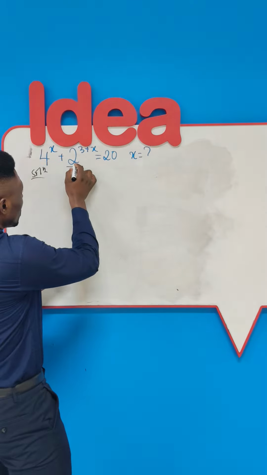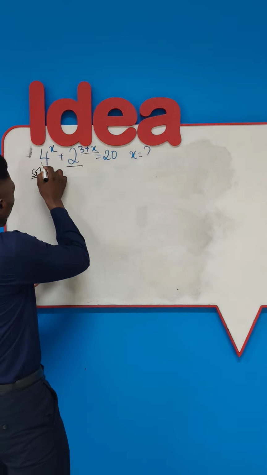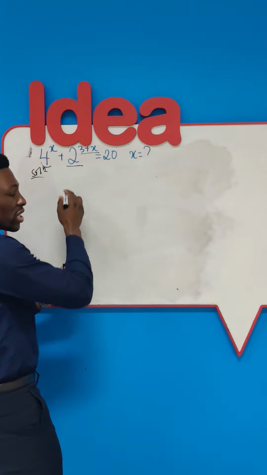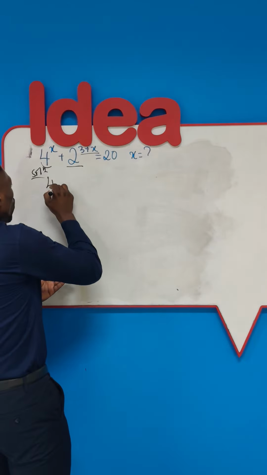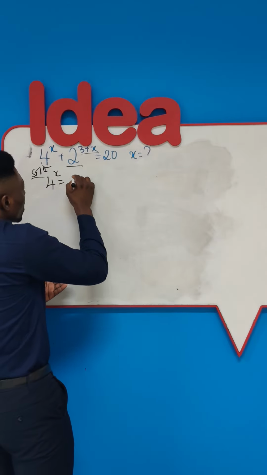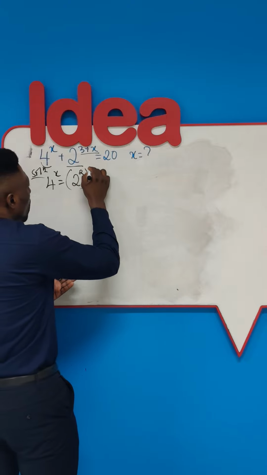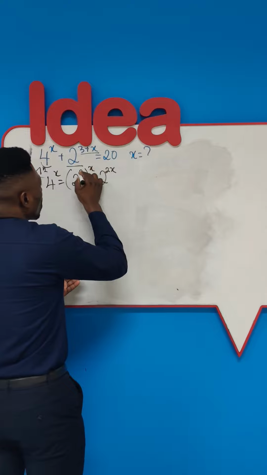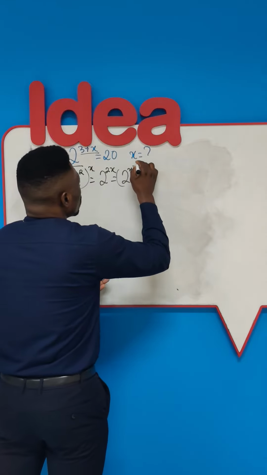Look at this. This is base 2 raised to a certain power. Now, this is 4. We know that this 4 can be expressed in base 2 as well, and this is the information we are going to explore. So we know that 4 to the power of x can be expressed as 2 squared, all raised to x. This can also be expressed as 2 to the power of 2x, which can also be expressed as 2 to the power of x, and then raised to the power of 2.